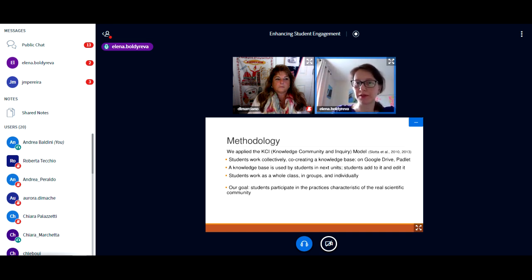The knowledge base, so the documents that the students start creating from the very first day of their classes, are used by students in the next units progressively. Students can add to these documents or edit them. By the end of the course, we have many folders, and students can also see the progression of their ideas and of their learning. Students work as a whole class, in groups, and individually, but the major focus is on the group work. Our main goal is that our students participate in the practices characteristic of the real scientific community.